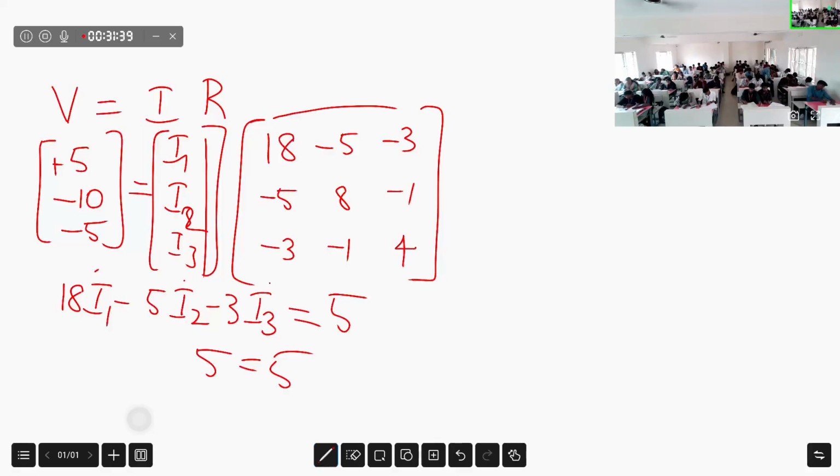Okay? So if you got approximately 5, good. If it did not come, it means you made a mistake somewhere. Okay? Answer not coming? So in the equation, substitute your I1, I2, I3 values. The right hand side should be equal to the left hand side. Change it to 5.